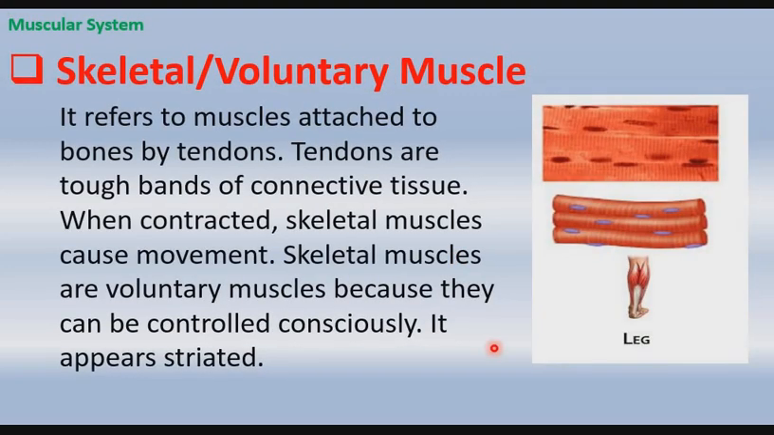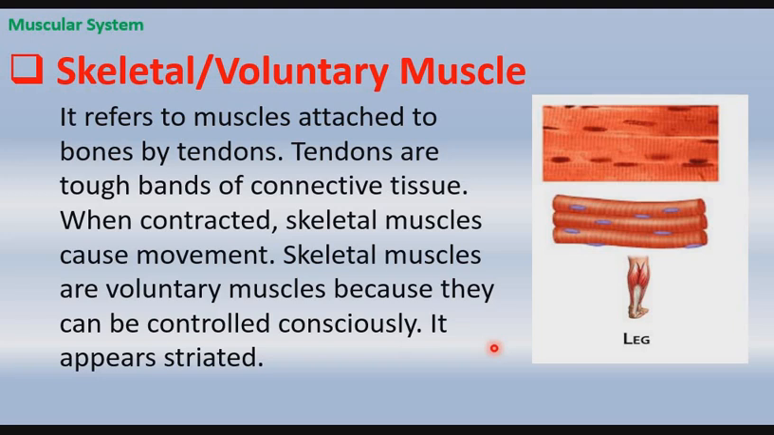Voluntary muscle is under the control of the will. It receives its nerve supply from the central nervous system. So its nerve is not coming from the autonomic nervous system. It's coming from the central nervous system, the brain. The voluntary muscles are striped or striated in structure.